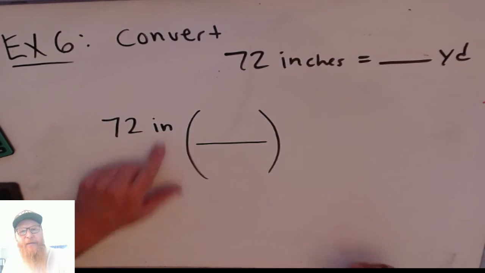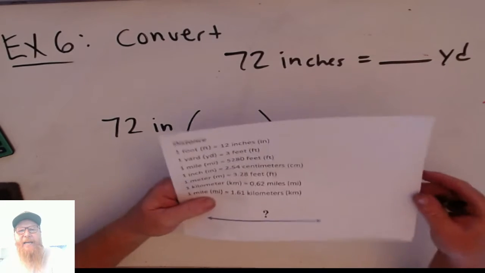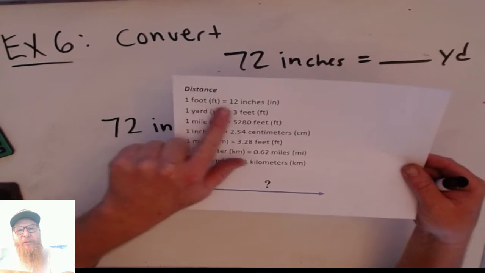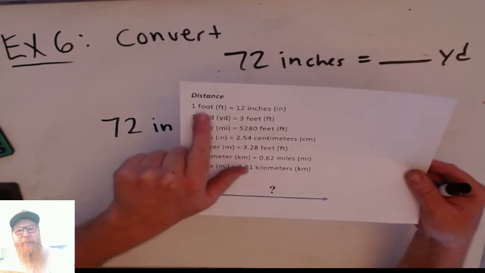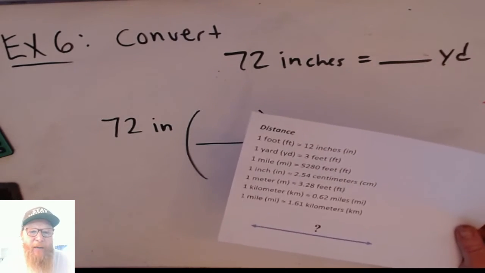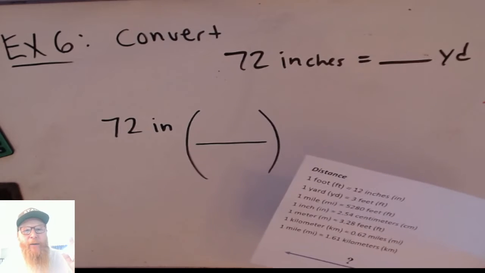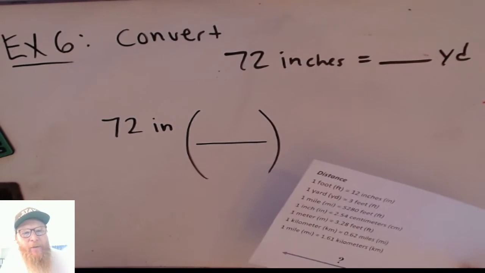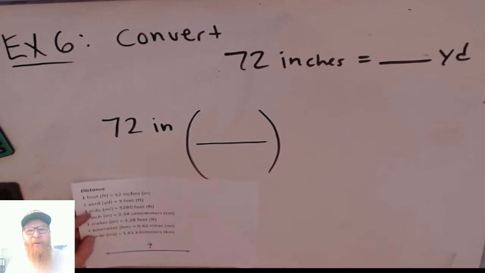So, now, this is one of the ones where I didn't give you a direct translation from inches to yards. It's just not in the list. It's not one of the ones that we typically memorize. It's 36 if you want to memorize it, so you already know the answer is going to be 2. But I'm going to show you the way to do it.